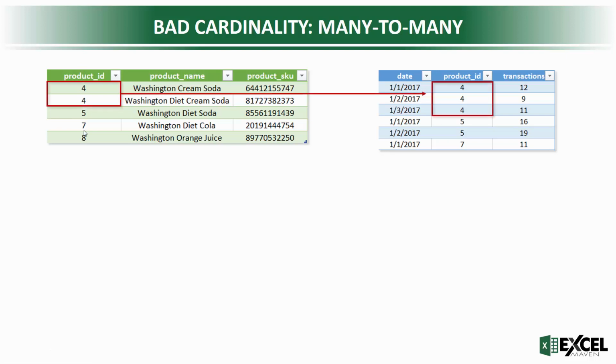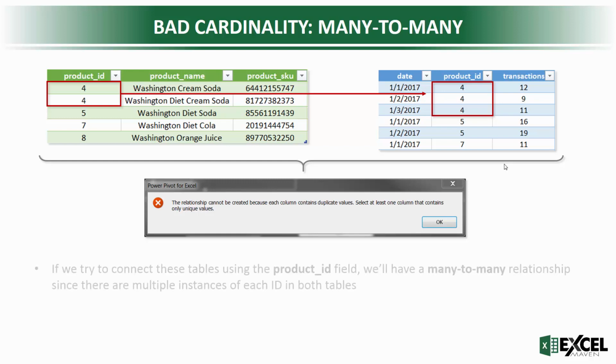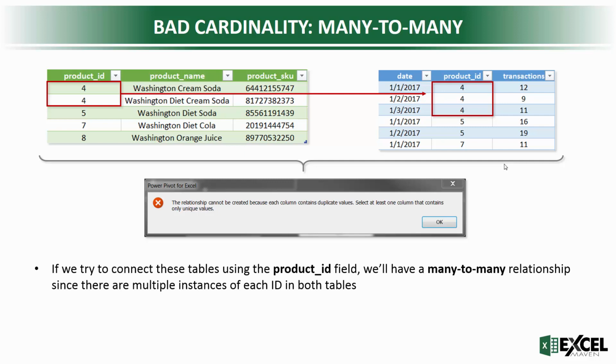So when you compare that against the transaction table, which also has duplicate values, justifiably, that's going to create an issue. In fact, when you try to create a relationship between these two tables on product ID, you'll see something like this, which says the relationship cannot be created because each column contains duplicate values. Select at least one column that contains only unique values. And that's really just a long-winded way of saying that you're trying to create a many-to-many relationship and that one side of the relationship needs to have uniques.